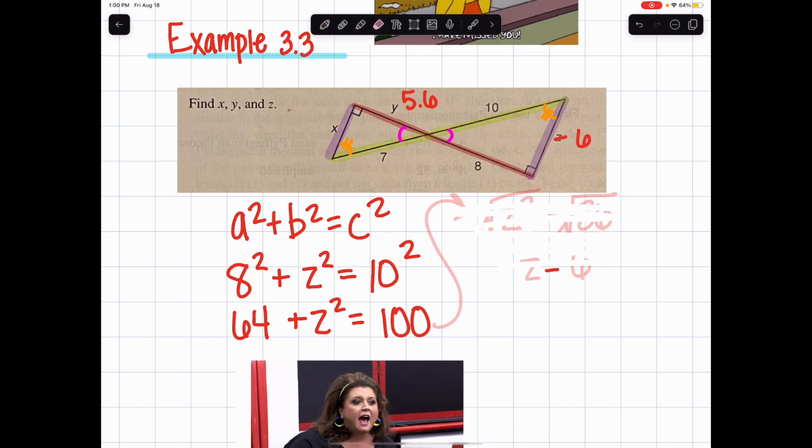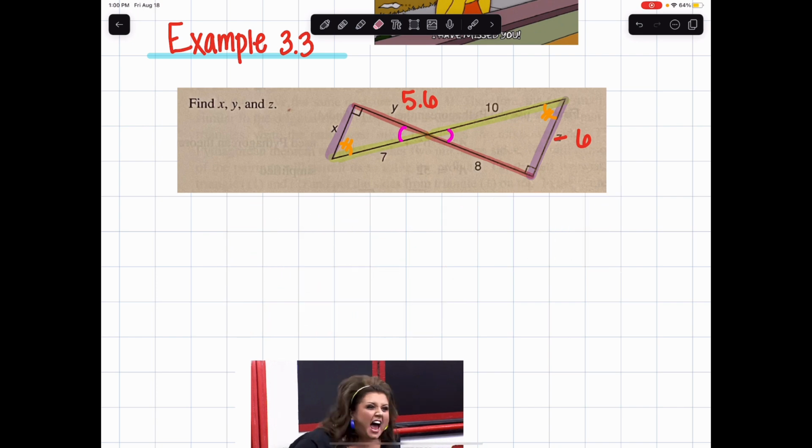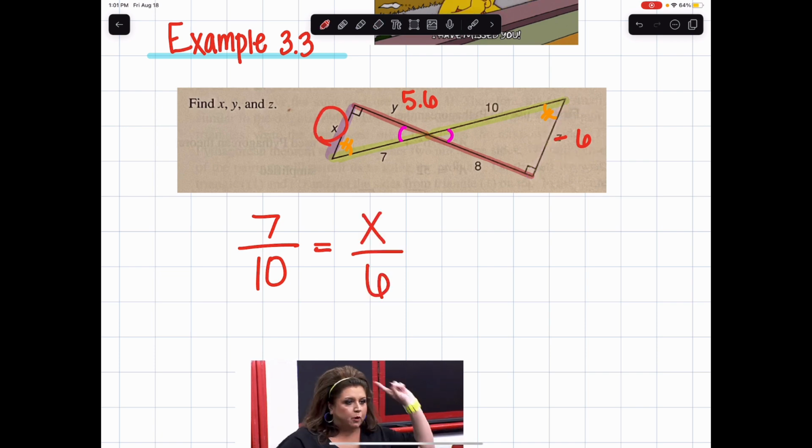Now you totally have a choice, whichever method you want to use to find the x. You can just use the ratio method, or you can do a squared plus b squared equals c squared again on that side. I like the ratio method, so I'm going to stick with that. I'm going to say 7 is to 10 as x is to 6. And then I cross multiply.